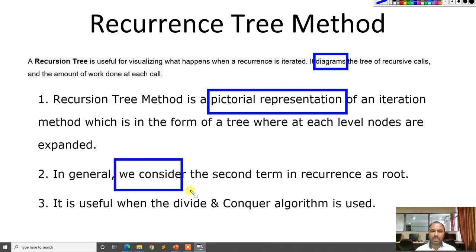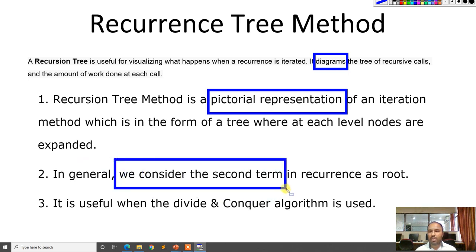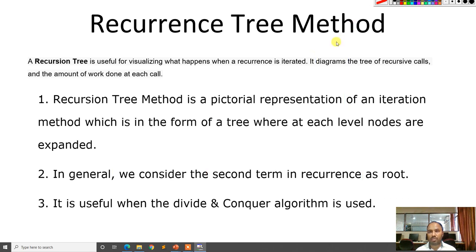In general, whatever recurrence equation is given to you, you have to consider the second term. Remember this particular term. Say for example, the recurrence equation given to you is T(n) = 2T(n/2) + n. In this case, the second term is n, and you have to consider it as the root node. And when is it very useful? When you are going to apply the divide and conquer strategy, this recurrence tree method is going to be very useful.